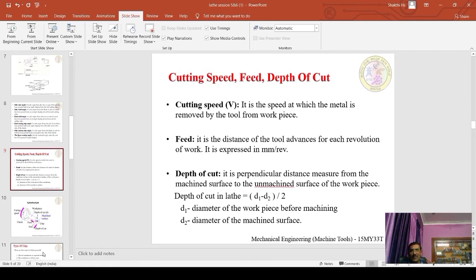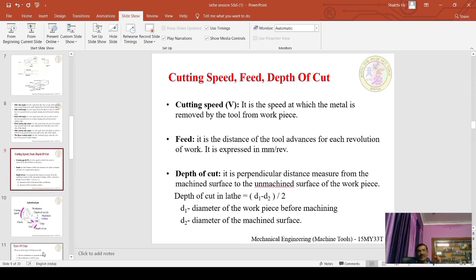the metal is removed by the tool from the workpiece. The machine can be set to a speed in RPM, revolutions per minute. Cutting speed is calculated as V equals pi D N over 1000 meters per minute. It is very important. Speeds of about 600 to nearly 2000 RPM are maintained for various metals at various stages.